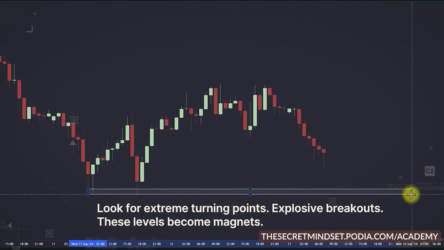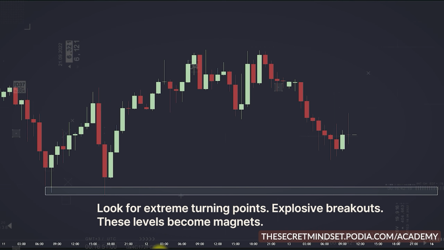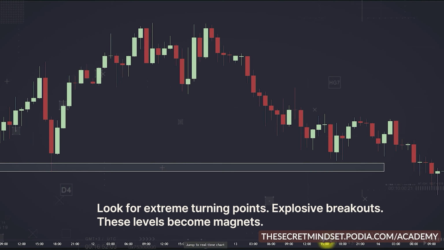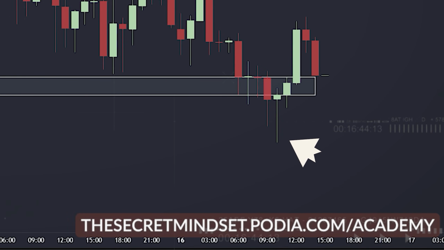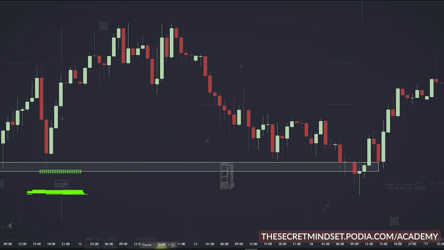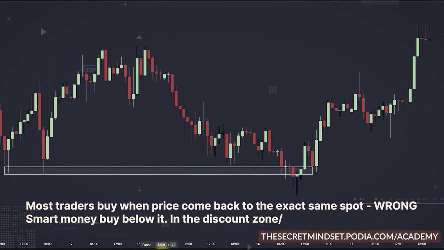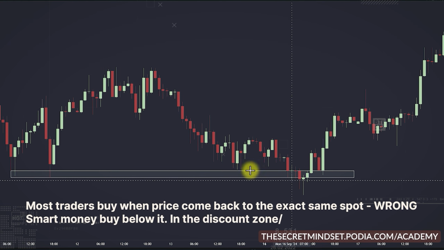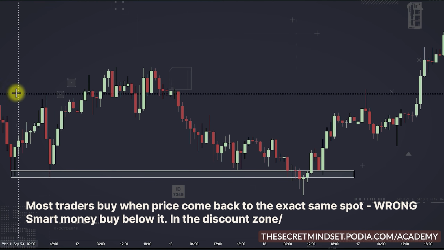Look for extreme turning points, violent moves, explosive breakouts. They show you where smart money operates. Those levels become magnets. Price always wants to return to where the big money played. But here's where most traders mess up. They wait for price to come back to the exact same spot. That's not how it works. Smart money doesn't buy at the same price twice. They buy below it, in the discount zone, where retail traders get scared.